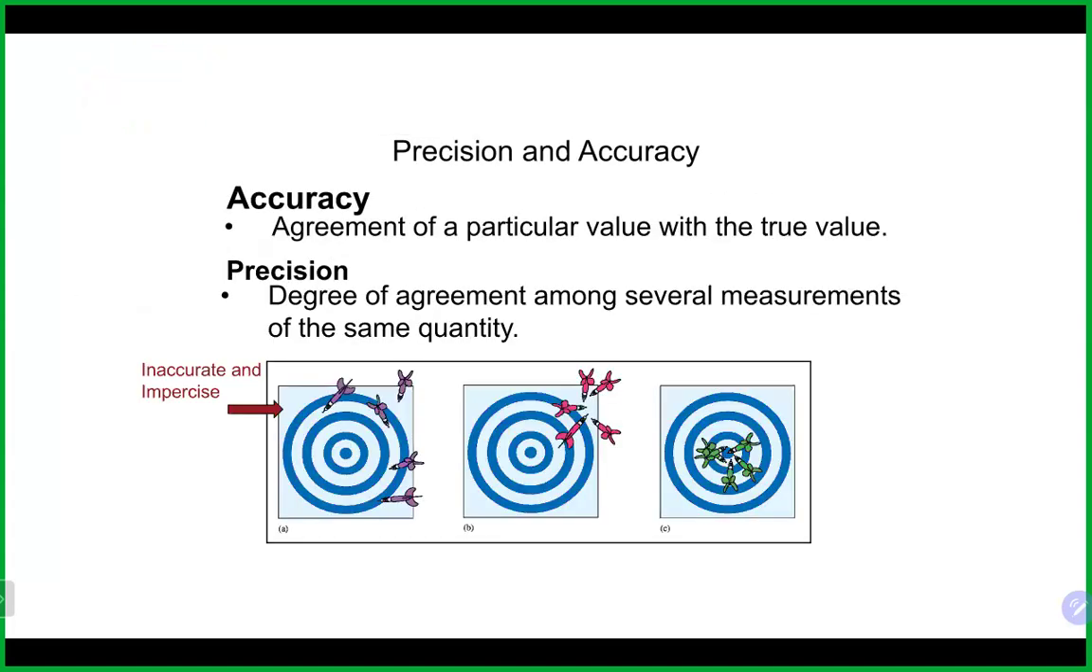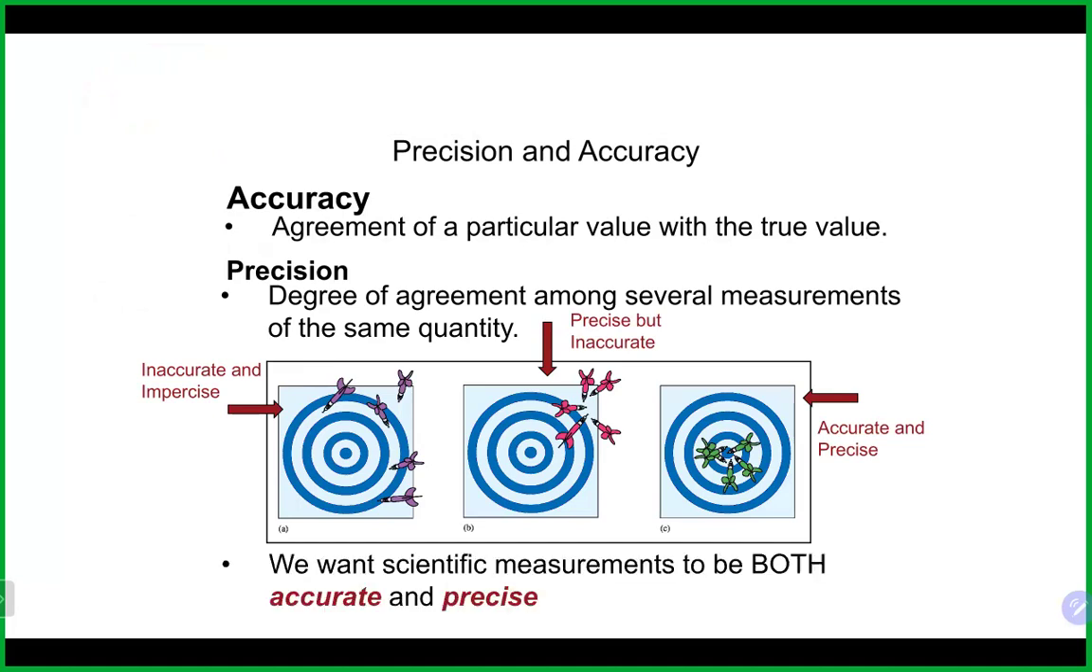Here's our dartboard. So again, we can see here, much like my example, all over the place in the first one, not accurate, not precise. The second is kind of precise, but definitely not accurate. And again, accurate and precise. I think I almost picked the same colors.